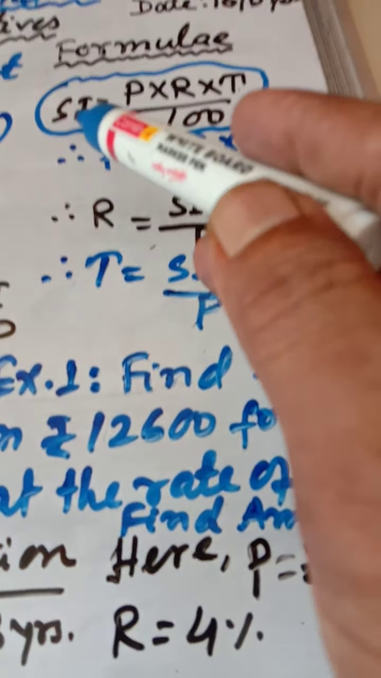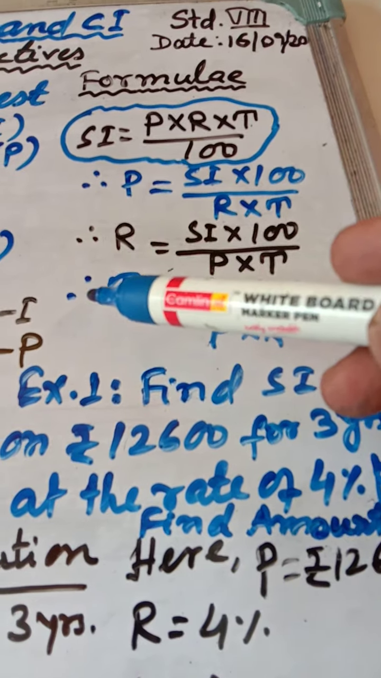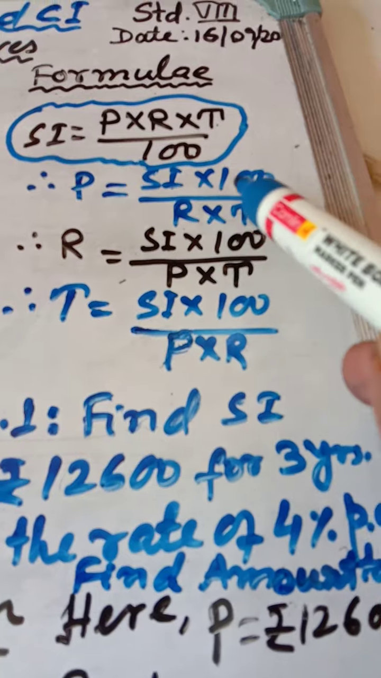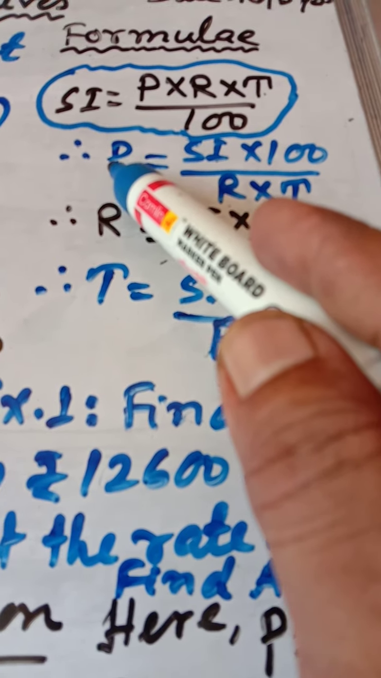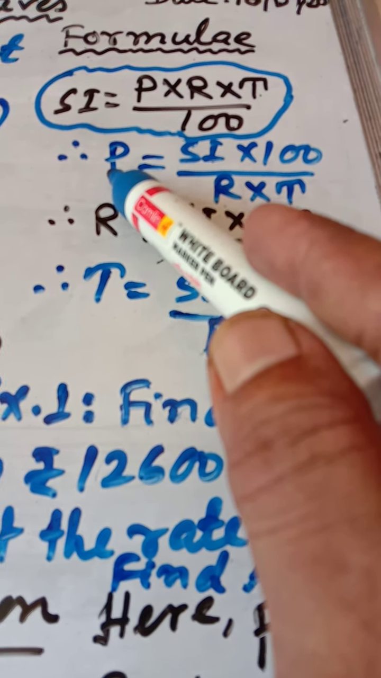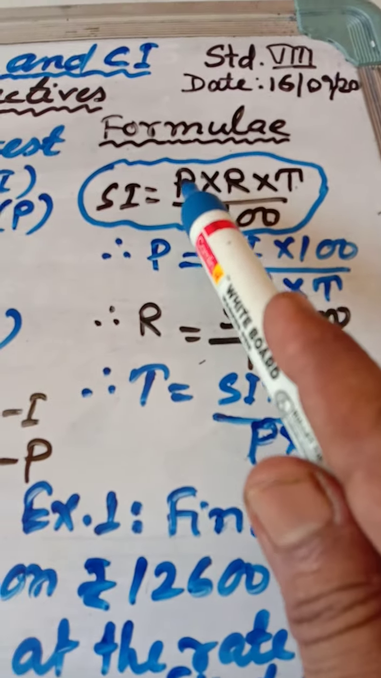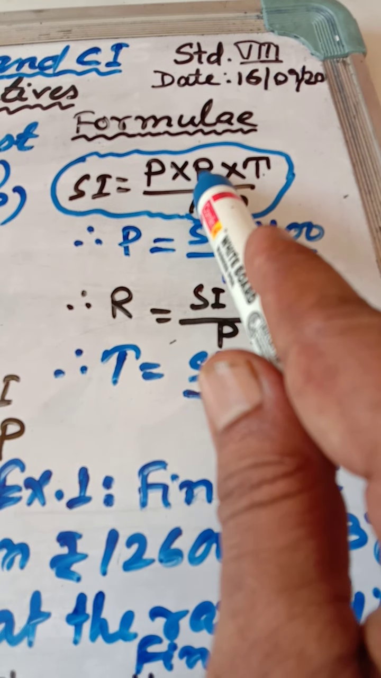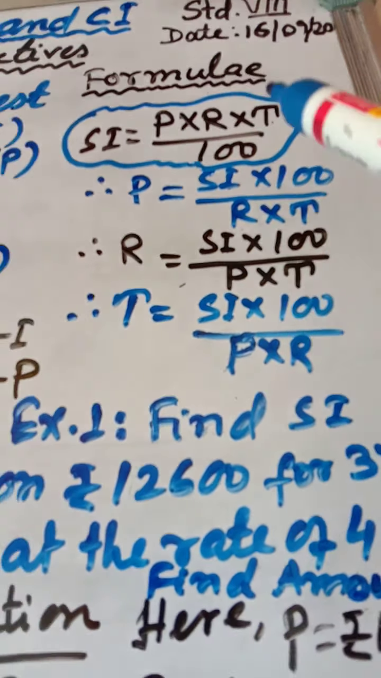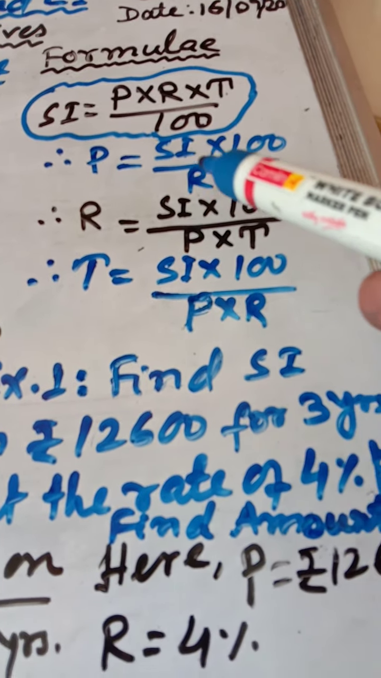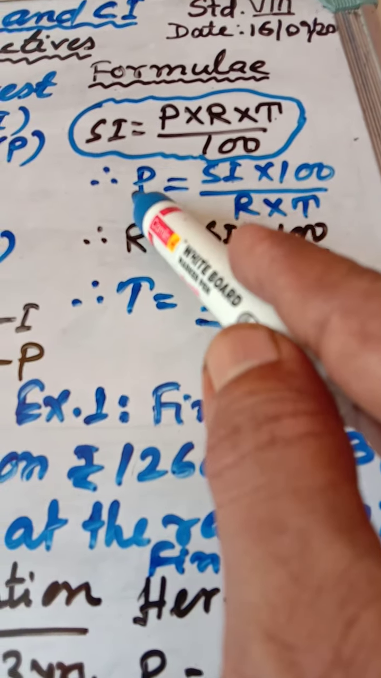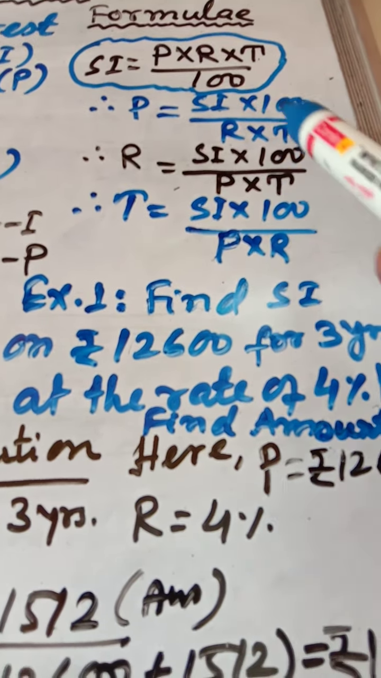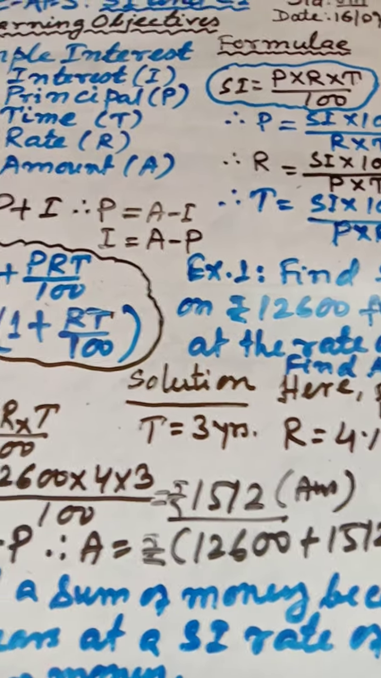See, if you want to find out principal or rate or time, every time SI multiplied by 100 divided by the other two aspects, leaving what you are asked for. You have actually got four aspects. One is SI, another is principal, then third is rate, and fourth is time. So here, if you have got SI, rate and time, you can find out P. SI into 100 will always be there, and the other two will be denominator. I hope you have understood the master formula. We will take an example and that will be more clear.